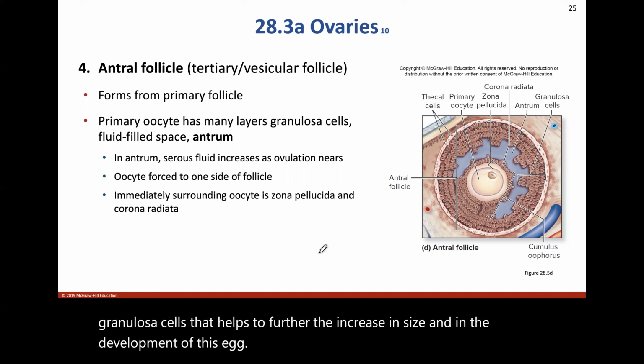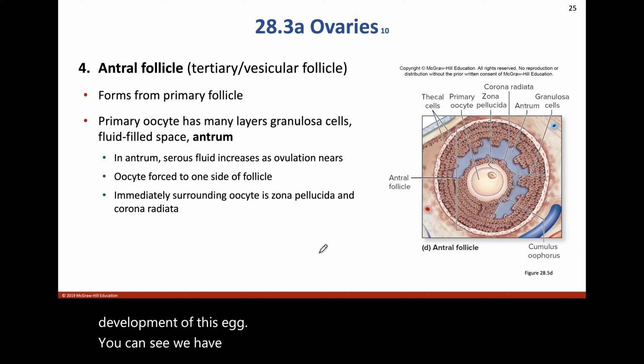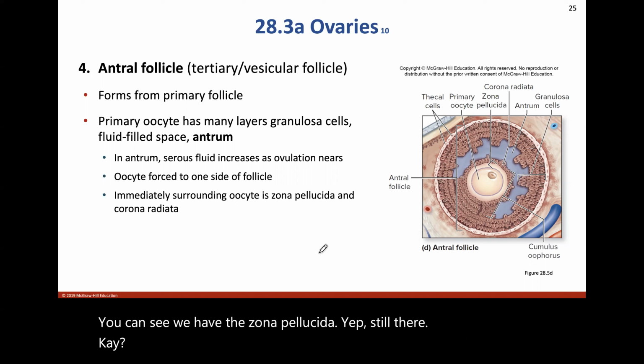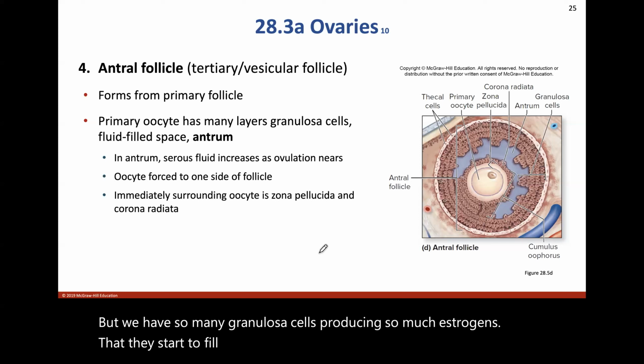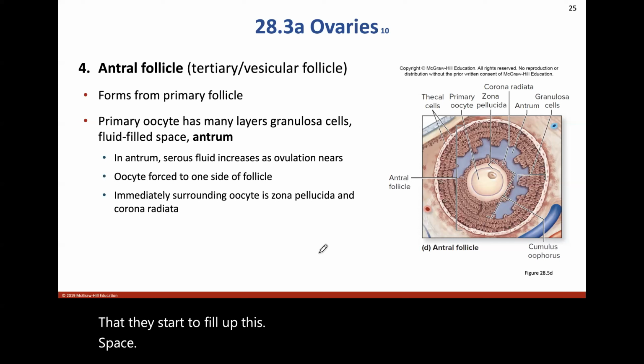You can see we have the zona pellucida. Yep, still there. Okay. Thecal cells, still there. But we have so many granulosa cells producing so much estrogen that they start to fill up this space. That space is the antrum.